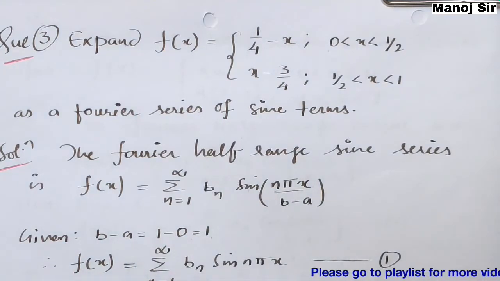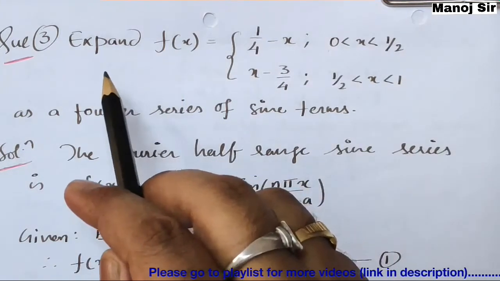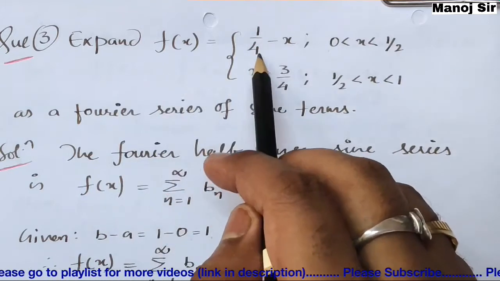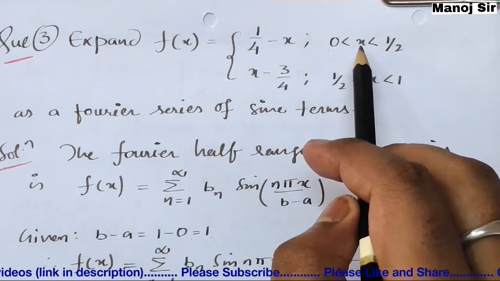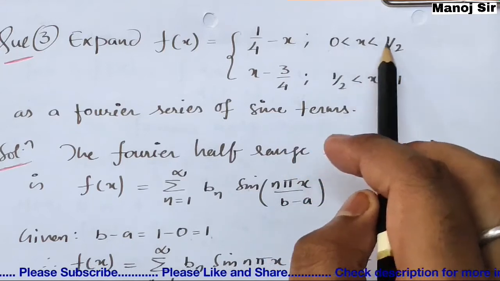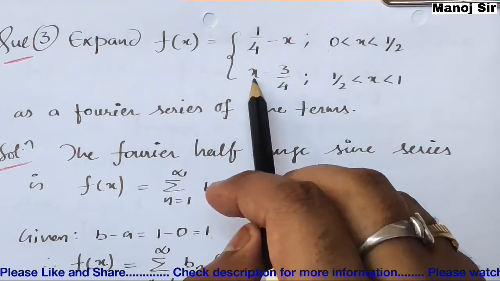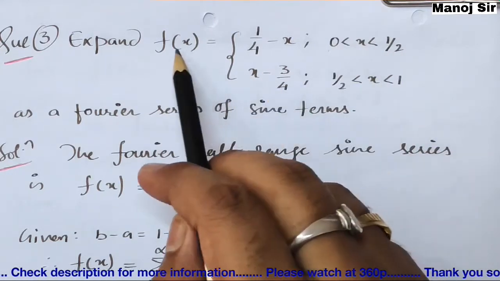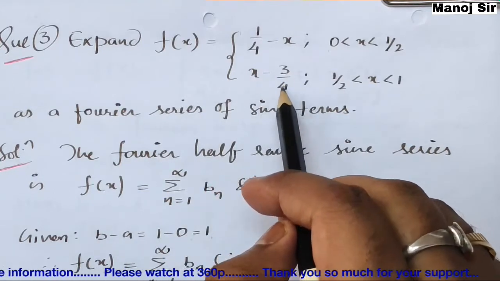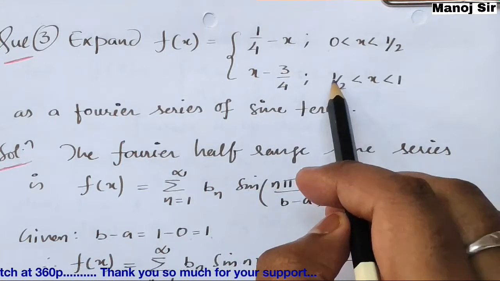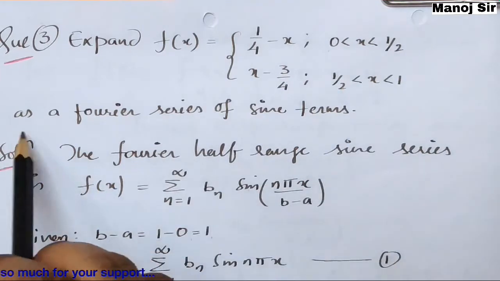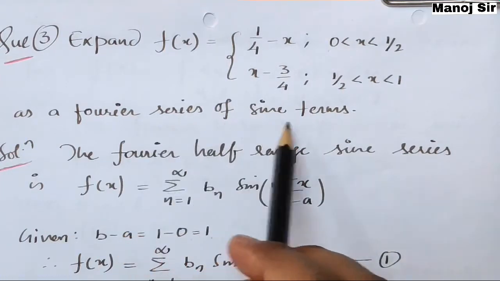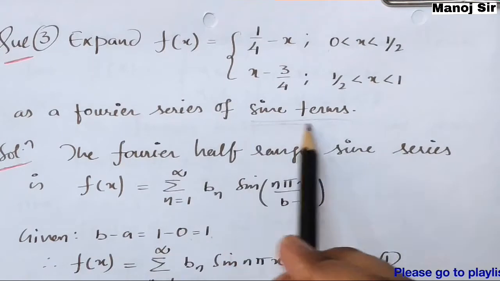So let us try to solve this problem. The question says expand f of x equals 1 upon 4 minus x when x ranges from 0 to half, and f of x equals x minus 3 upon 4 when x ranges from half to 1, as a Fourier series of sine terms. Here we have sine terms.